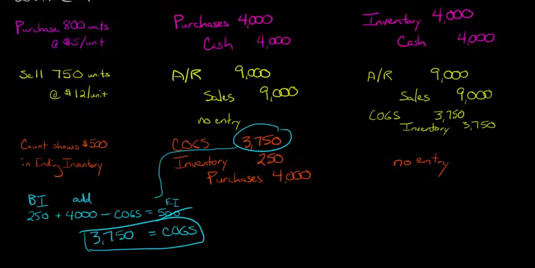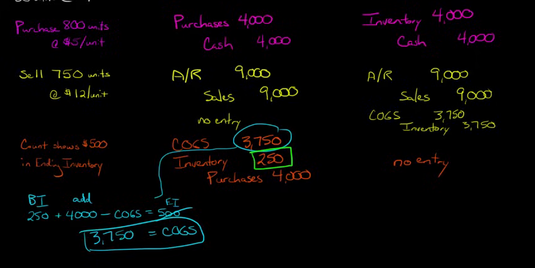Now this $250 in inventory, that $250 right there, that's just our plug. We knew the purchases was a credit of $4,000. We knew the cost of goods sold, we debited for $3,750. So to make the entry balance, we needed a debit to inventory of $250.